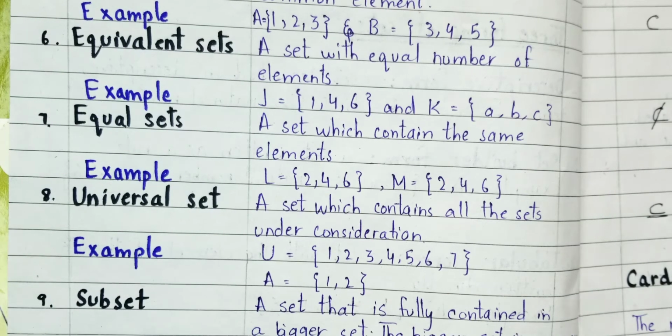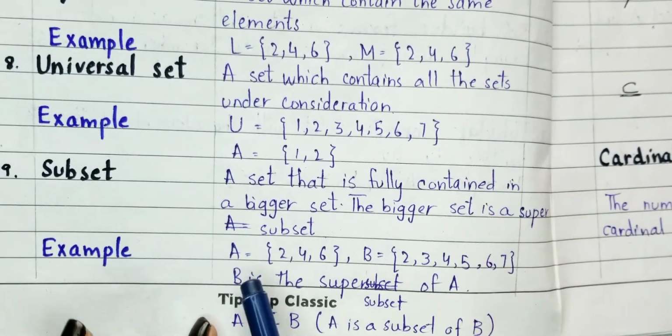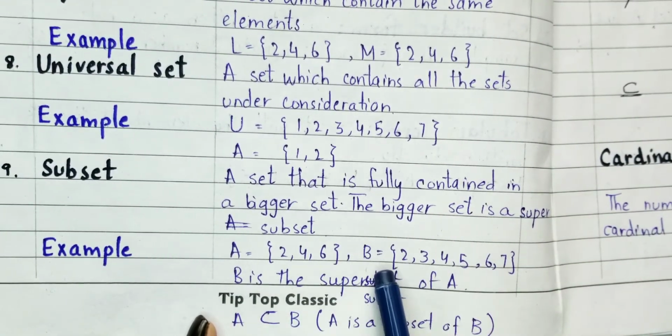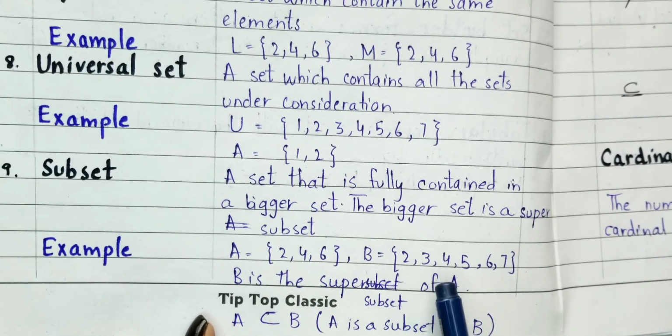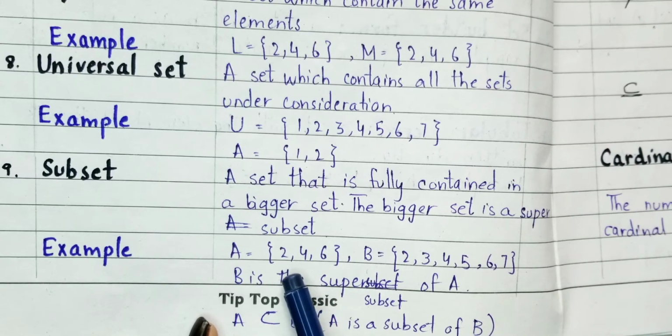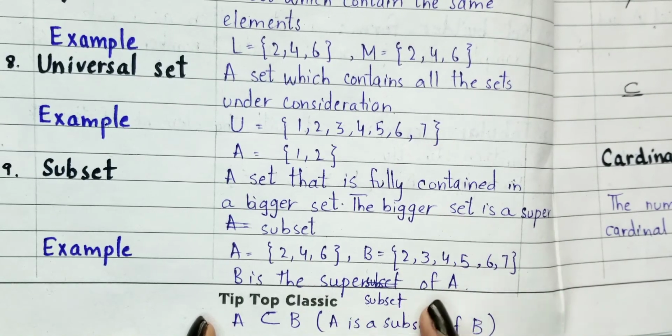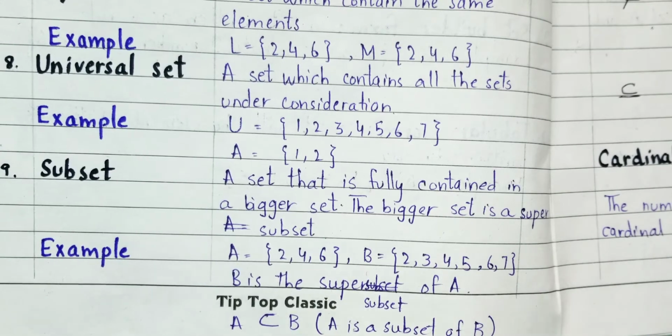So in this case, if I talk about A is equal to {2, 4, 6} and B is equal to {2, 3, 4, 5, 6, 7}. Here, A is the smaller one and it has not all the elements but some of the elements of set B. So B is the super set of A and A is a subset of B. I hope that it is clear to you.